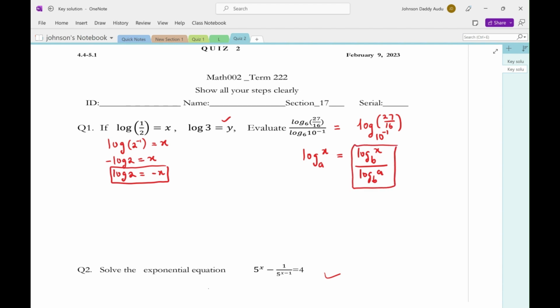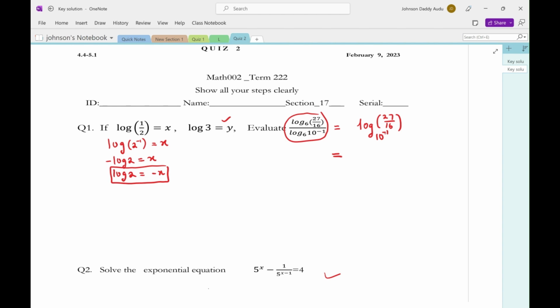So this part here is equivalent to this side, if you take b to be 6, and you take x to be 27 over 16, and you take a to be 10 to the power minus 1. Then we can write it as log to base 10 to the power minus 1 of 27 over 16. Okay, so now let's move from here.